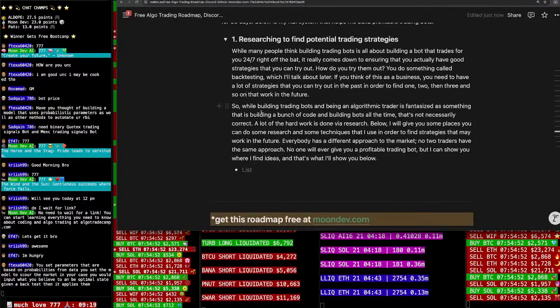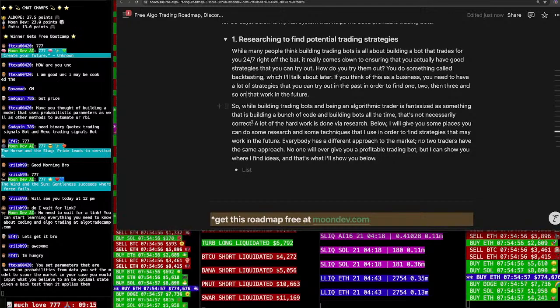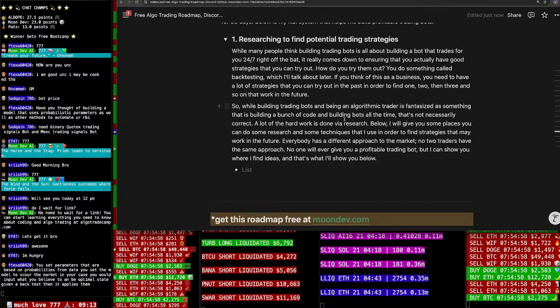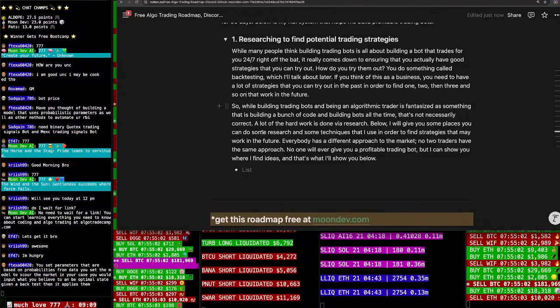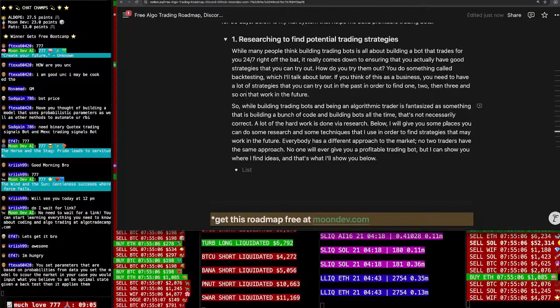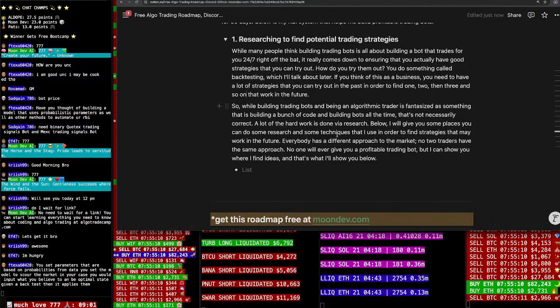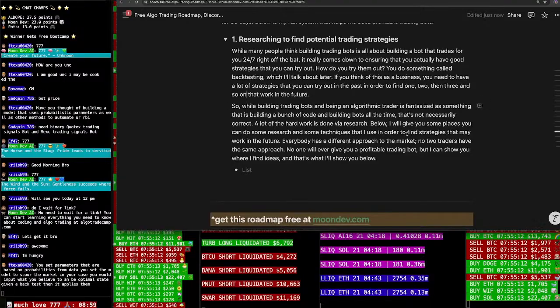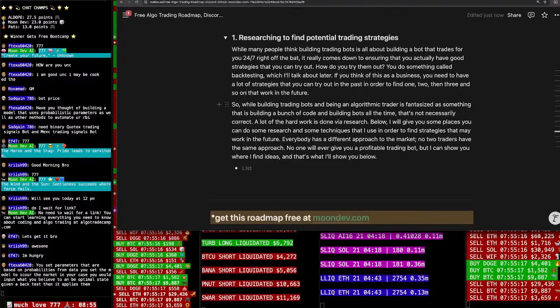So while building trading bots and being an algorithmic trader is fantasized as something that is building a bunch of code and building bots all the time, that's not necessarily correct. A lot of the hard work is done via research. Below, I will give you some places you can do some research and some techniques that I use in order to find strategies that may work in the future.